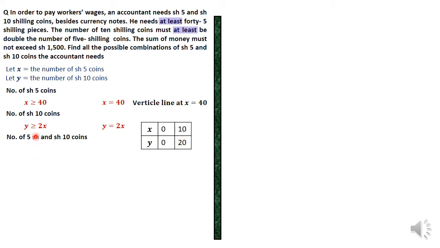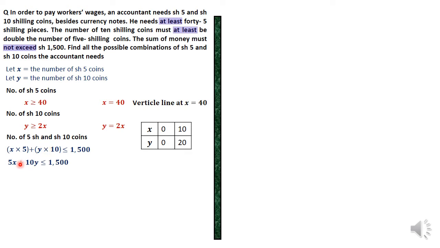Here we have been told that the sum of money must not exceed 1500. So x times 5 added to y times 10 should be less than or equal to 1500. This means x times 5 is the total money in 5 shilling coins. y times 10 is the total amount of money in 10 shilling coins. And the sum of those two should not be more than 1500.